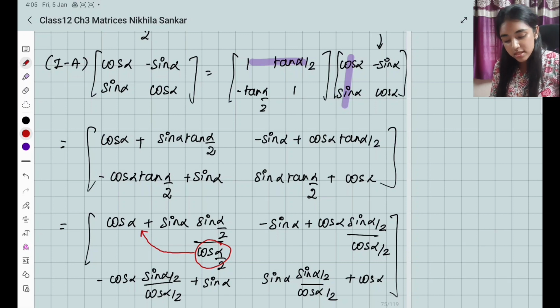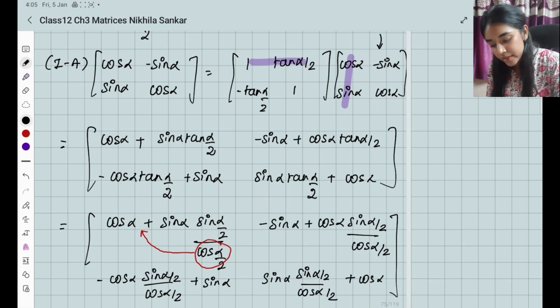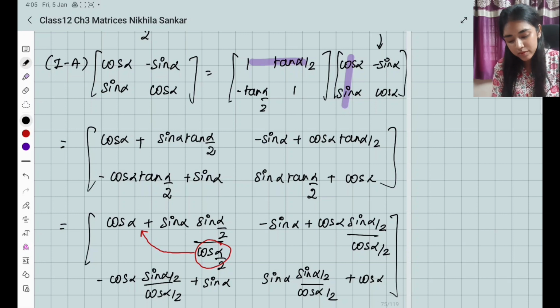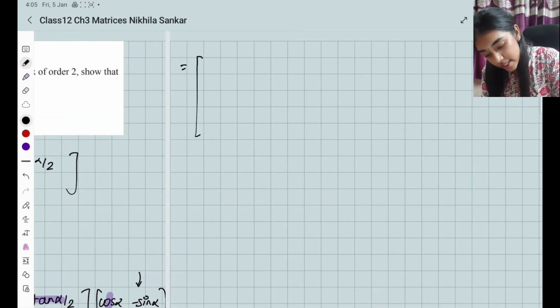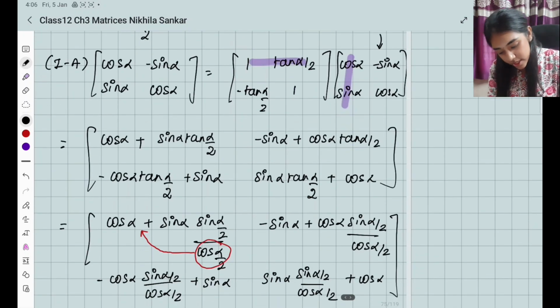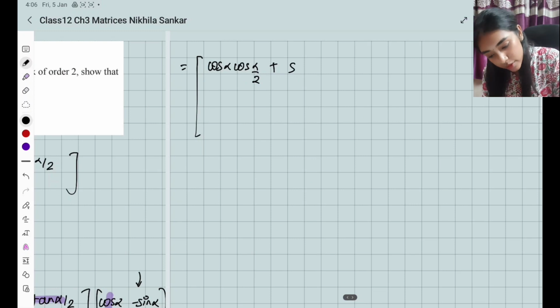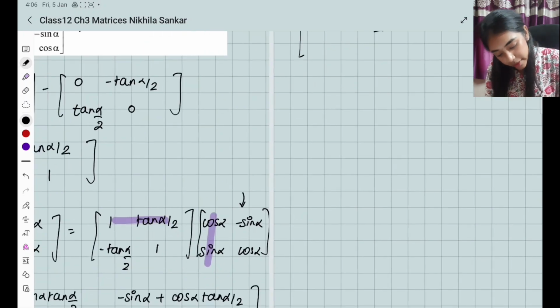So இந்த இடத்துலயும் cos alpha by 2 ஆல multiply பண்ண போறேன். Okay? So when I do that, I'll have cos alpha by 2. I'll write it here. So this is going to be, first element is cos alpha by 2 plus what is remaining? Sin alpha by 2, the whole divided by cos alpha by 2.